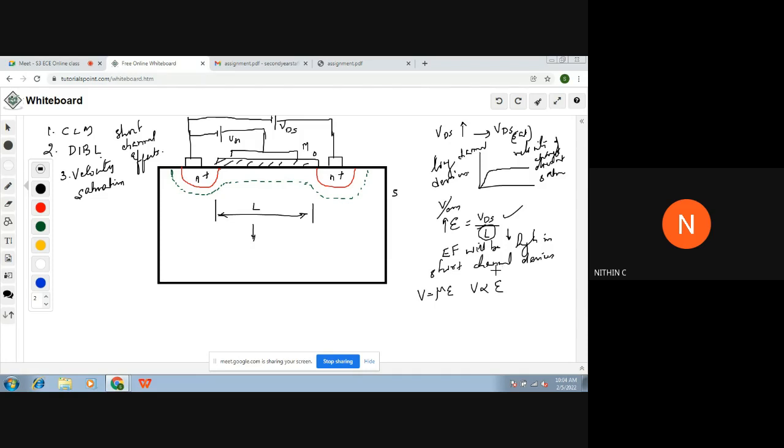And this does not happen in case of long channel devices. In short channel devices, the L value will be very less. As a result, electric field will be very high. Since V is proportional to electric field, as electric field is very high, V also will be very high and it will saturate quickly.